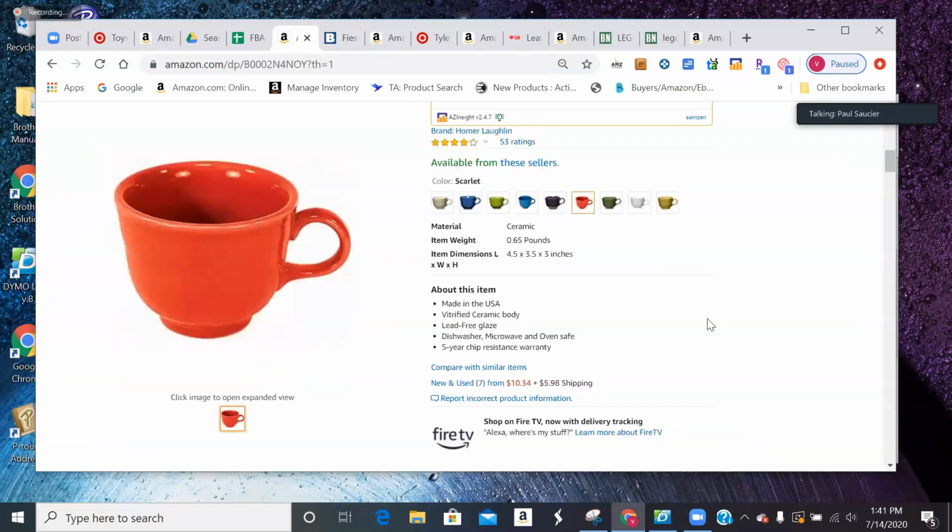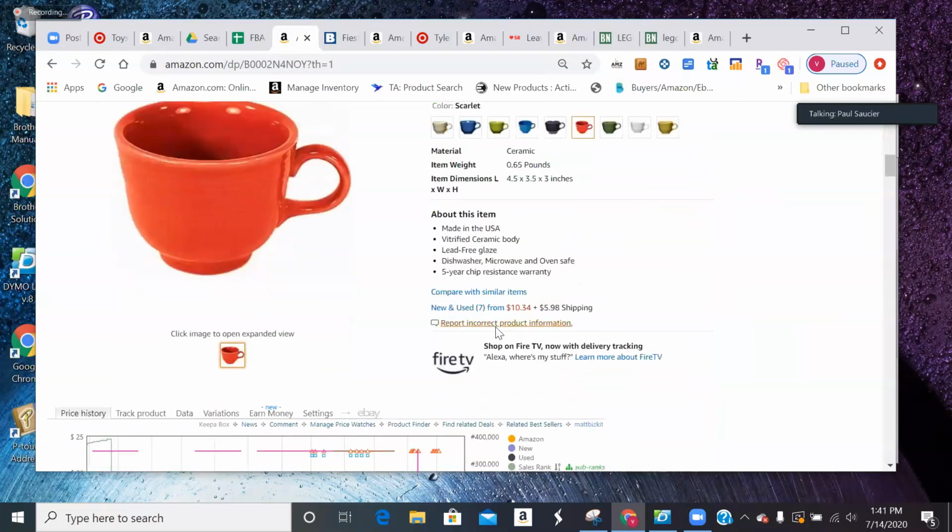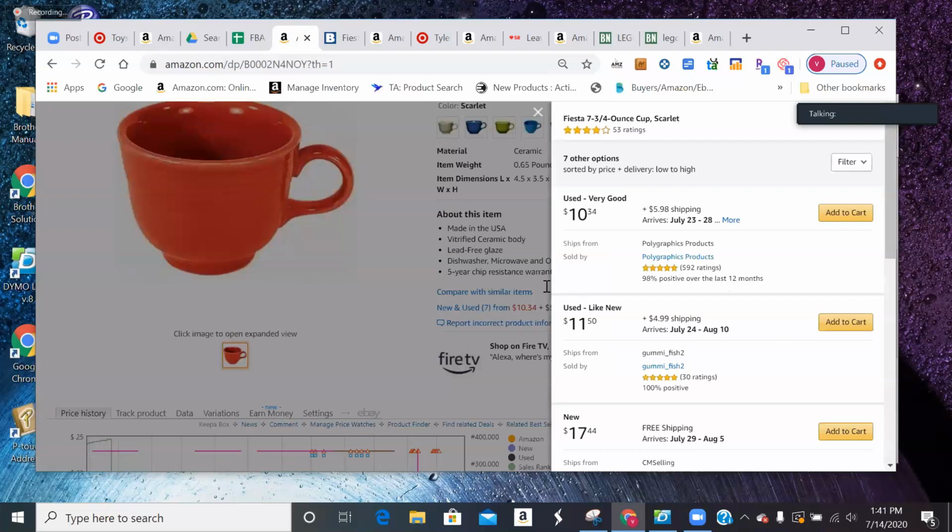Yep. So you gotta figure in all those extra expenses, guys. I mean, the box is not terribly expensive, but it obviously adds into the bottom line.